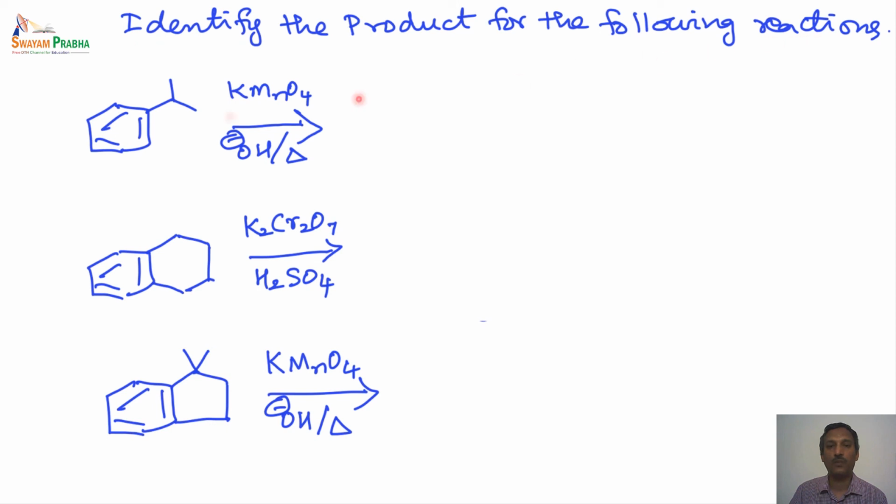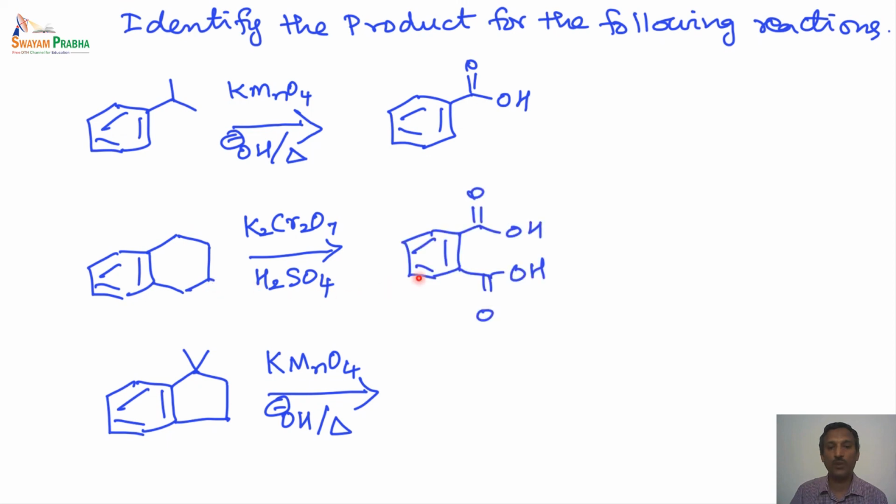Let us identify the product from the following reaction. This isopropyl benzene on treatment with KMnO4 in the presence of mild basic conditions and heating produces benzoic acid. And if we take this bicyclo derivative, on oxidation it produces a dicarboxylic acid. And if we take this tertiary carbon, when it undergoes oxidation only this benzylic bond is broken, so the tertiary butyl unit remains as it is and the carboxylic acid is formed.